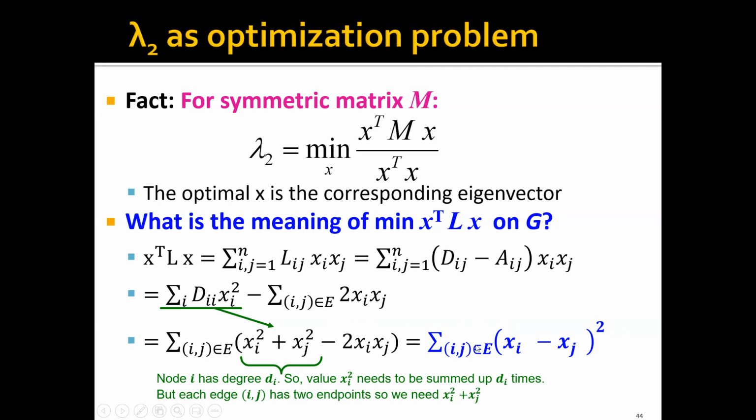This objective function basically says that if there's an edge between node i and node j, then we want to minimize its distance. Basically, xi is the label of node i and xj is the label of node j. So we would like to minimize the distance of their labels.